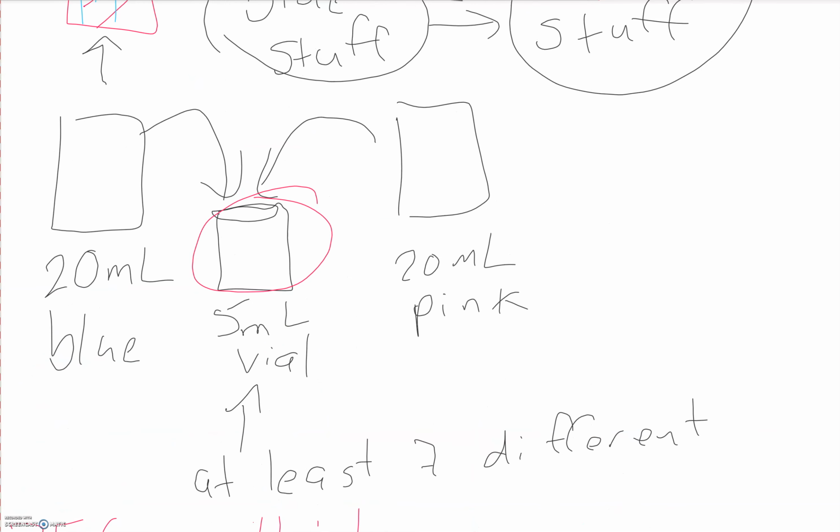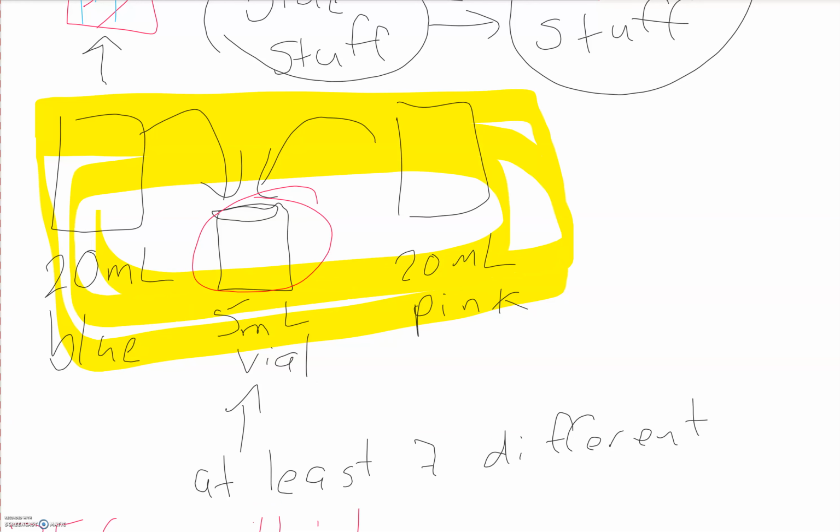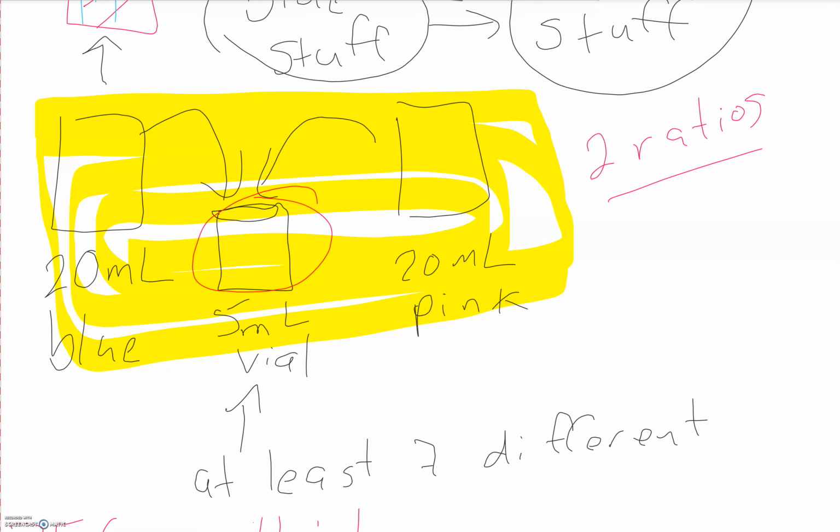What are you doing? All you are doing this week is telling me that you are going to pour different ratios of these two materials into a 5 milliliter vial with the objective of finding at least 2 combinations that will change color when you put them on ice.